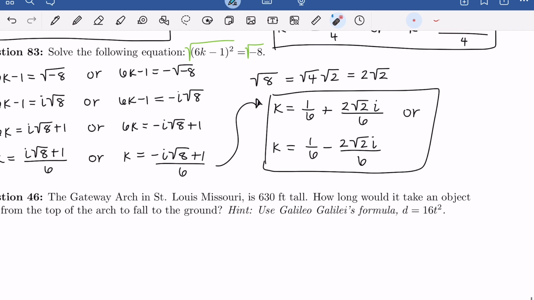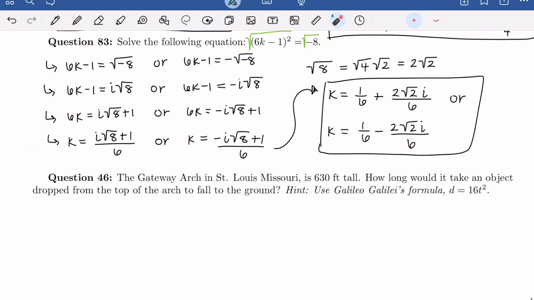All right, and then the last question we're going to look at is a word problem. We're told that the Gateway Arch in St. Louis, Missouri is 630 feet tall, and we want to determine how long it would take an object dropped from the top of the arch to fall to the ground. And what we're going to use is Galileo Galilei's formula, which says that d is equal to 16t squared.